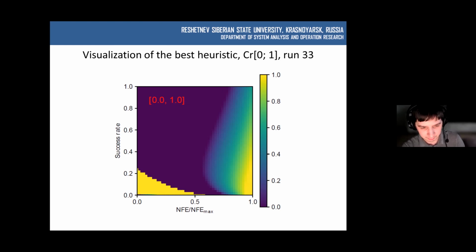If the resource is small and the success rate is small, then CR should be 1. Otherwise, it should be 0. Or at the end of the search, it should increase from 0 to 1. If you remember, I said that we came up with almost the same handcrafted heuristics earlier. So after we submitted that result, we tried to generate heuristics, and one of the generated heuristics was doing exactly the same thing as we did by hand, which is quite an amazing thing, I believe.